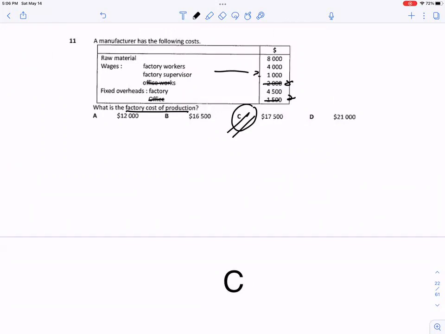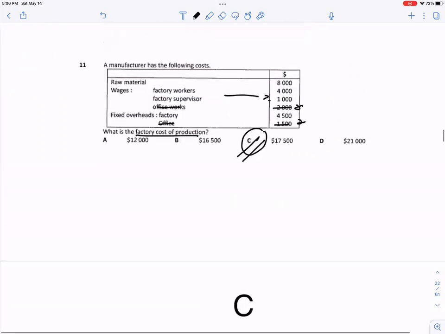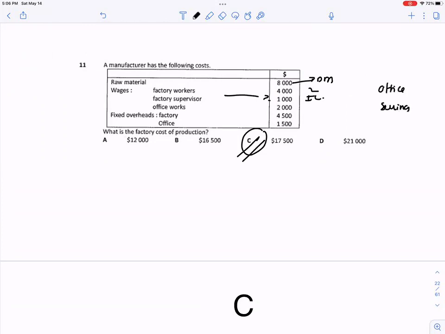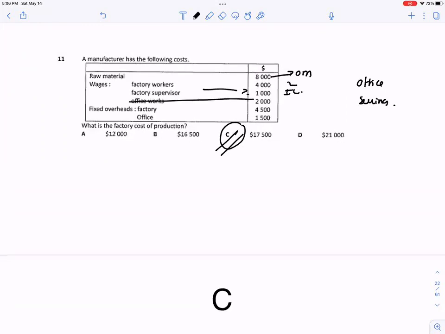All are direct expenses. One is direct material, this is direct material, this is direct labor and indirect labor both. But I want the final answer, factory cost of production, so I have to see that office and selling expenses are not included. If they are there, I have to remove them.